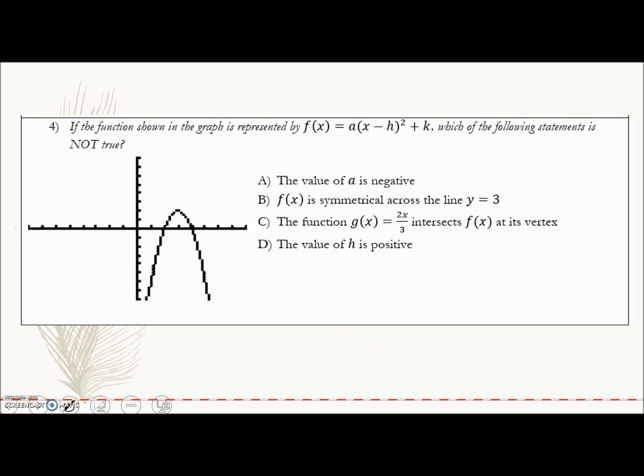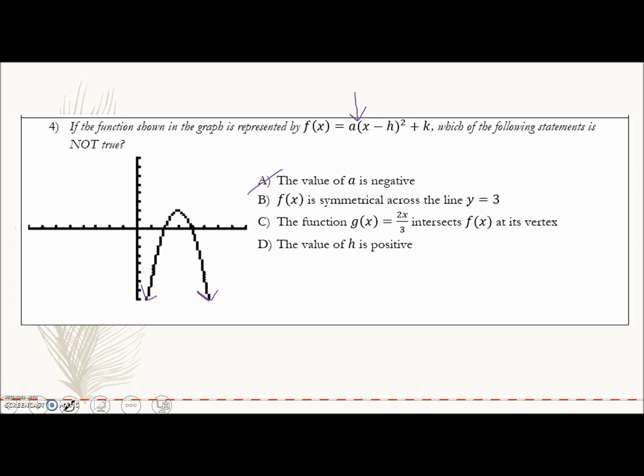Number 4, if the function shown in the graph is represented by that equation, which of the following statements is not true? Option choice A says the value of A is negative. So A is the thing at the beginning. We're looking for it not to be true. Since this is facing down, there would have to be a negative out front for it to be facing down, to be flipped over. So A is negative, so A is true, and we want something that's not true.